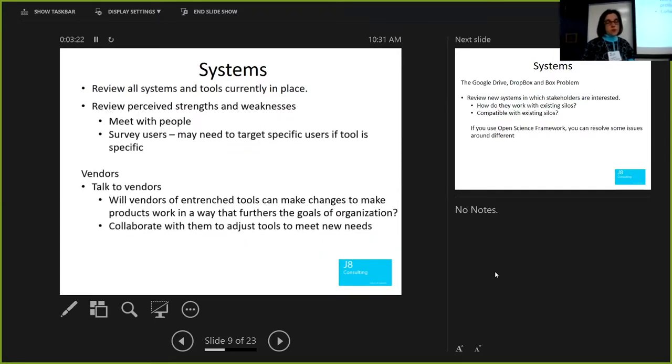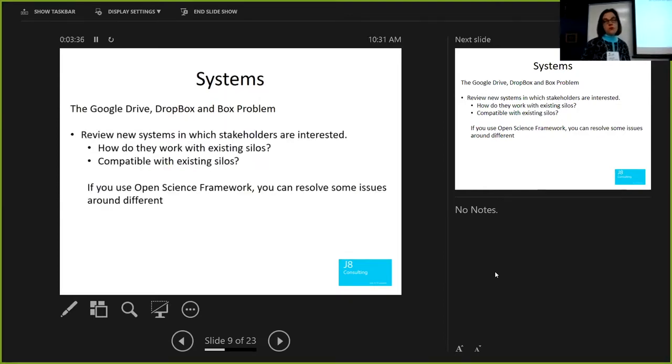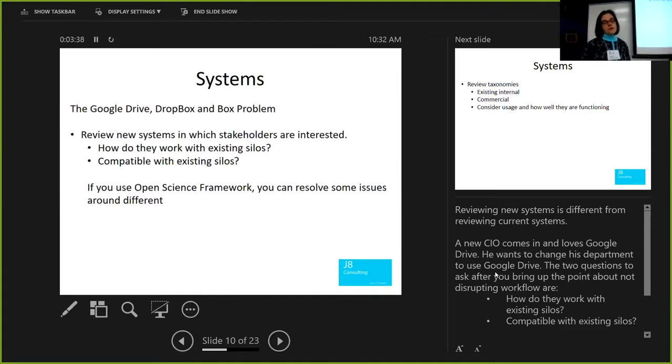A lot of you guys have talked about that, but talk to vendors too, because they don't want to lose their contract with the company. So they might be willing to change entrenched tools or modify them over a period of time to help achieve your goals. So this is what I call the Google Drive Dropbox box problem.